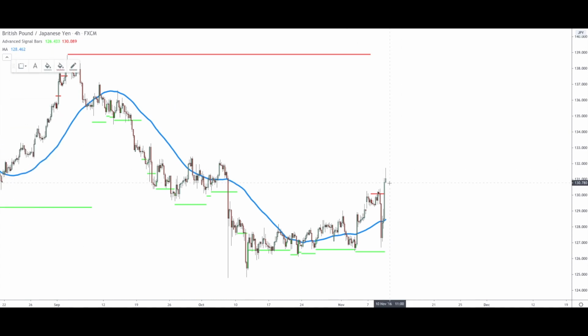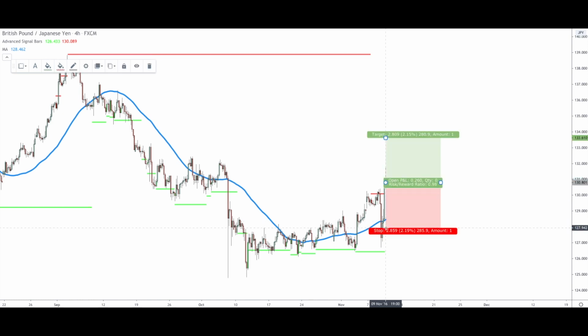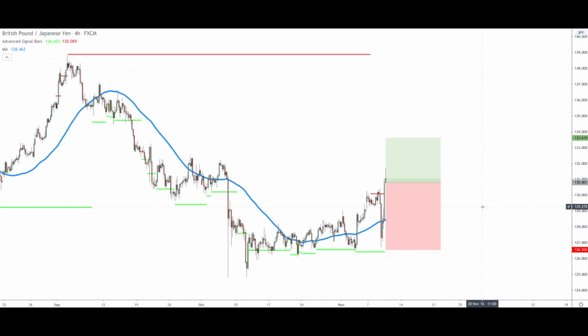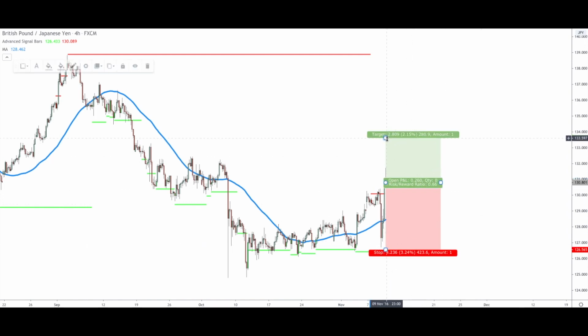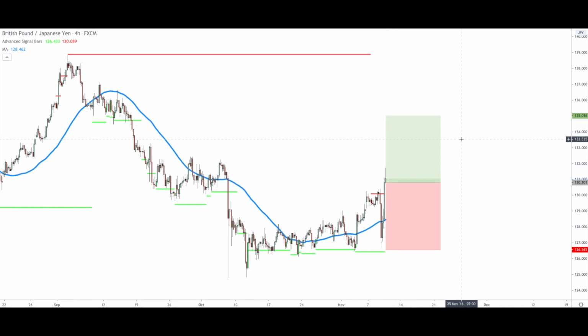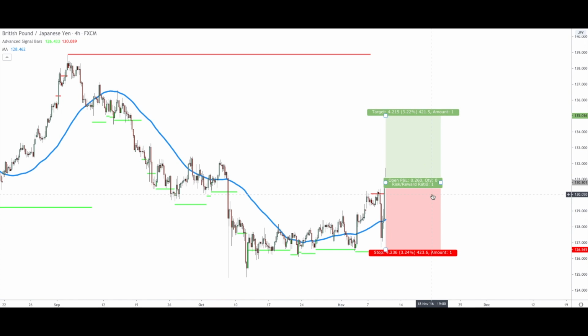I don't trade this kind of setups too much, but when I do, I place an order which is like this. I set the stop loss below the most recent low point, and then I set my target so that the risk reward is 1. I always trade these setups with a 1 risk reward ratio.